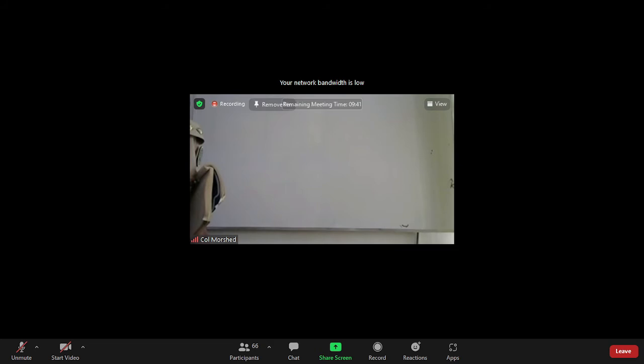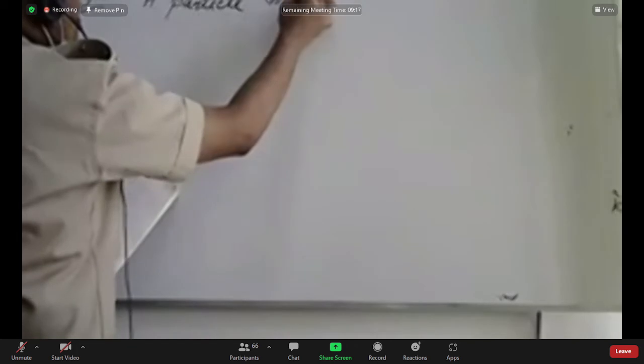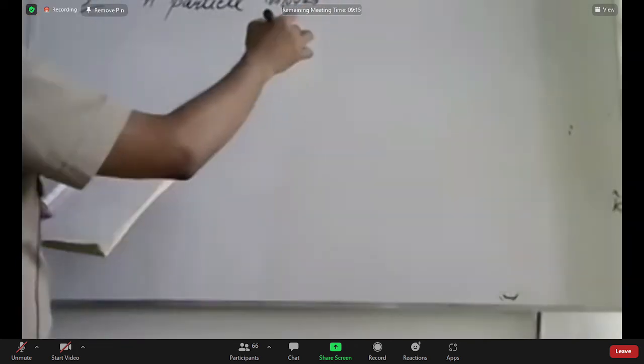Okay, so let us solve another problem. This is number 3. Let's see what is that. A particle moves along a curve whose parametric equations are this. These are very important. A particle moves along a curve.